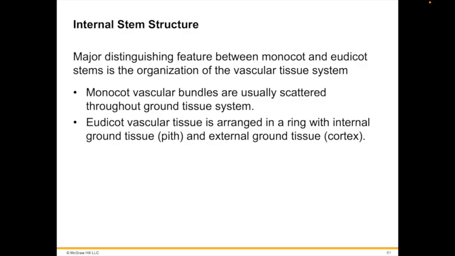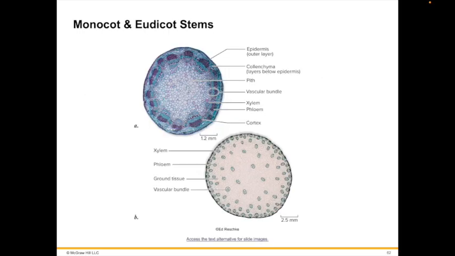A major distinguishing feature between monocot and eudicot stems is the organization of the vascular tissue system. Most monocot vascular bundles are scattered throughout the ground tissue system, whereas eudicot vascular tissue is arranged in a ring with internal ground tissue, the pith, and external ground tissue, the cortex. The arrangement of vascular tissue is directly related to the ability of the stem to undergo secondary growth. In eudicots, a vascular cambium may develop between the primary xylem and primary phloem, which I will show you in just a moment. There we go.